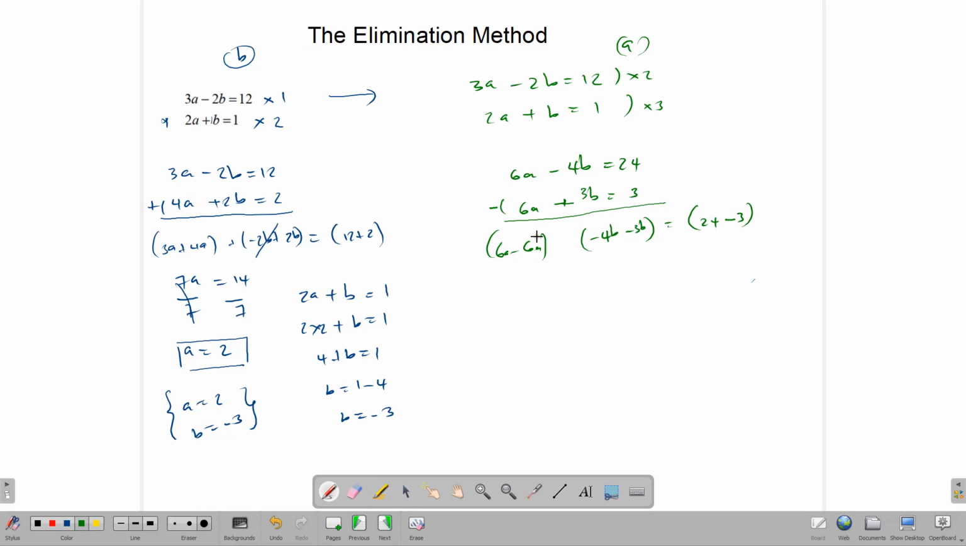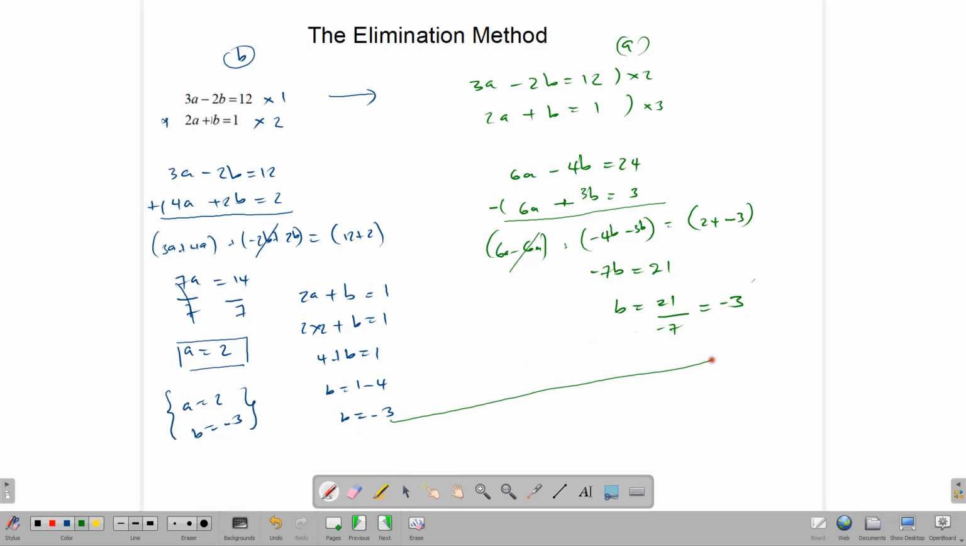So 6a take away 6a gives you 0. The a's have been eliminated. That leaves us with minus 4b minus 3b, that gives us minus 7b, and 24 take away 3, which gives us 21. So we're going to divide both sides by negative 7, which means b is going to be equal to 21 over negative 7, equal to negative 3.